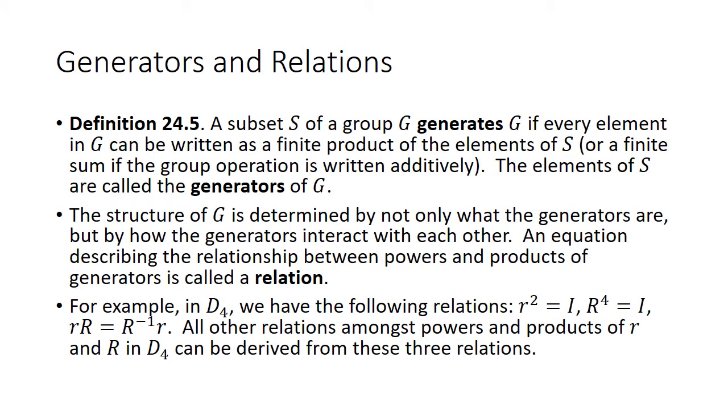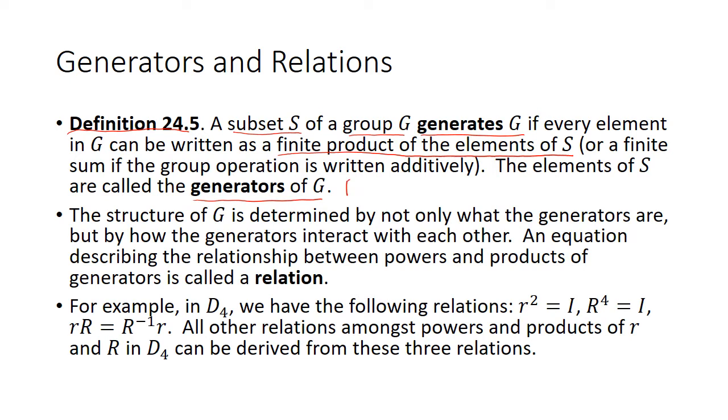Okay, so generators and relations. So definition 24.5, we say that a subset S of a group G generates G if every element in G can be written as a finite product of the elements of S, or as a finite sum if the group operation is written additively. The elements of S are called the generators of G.